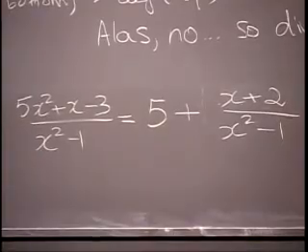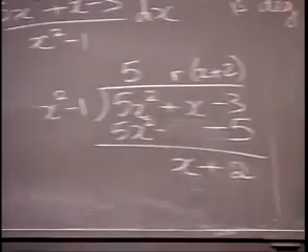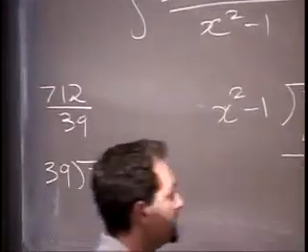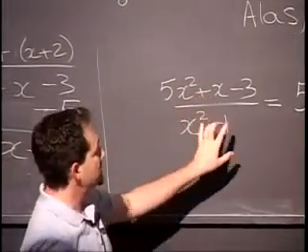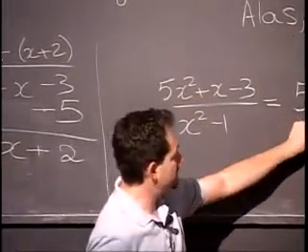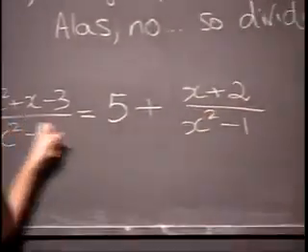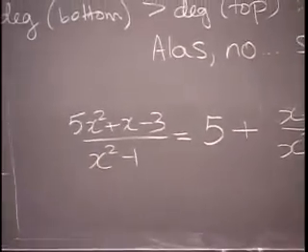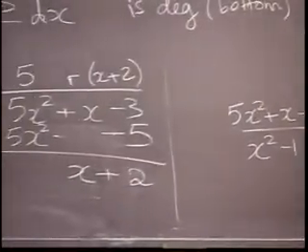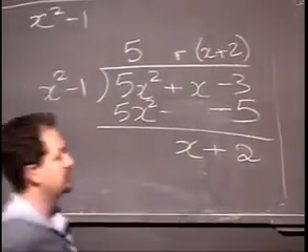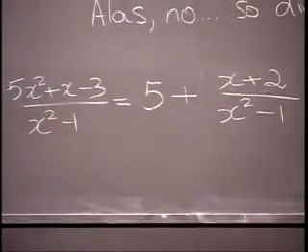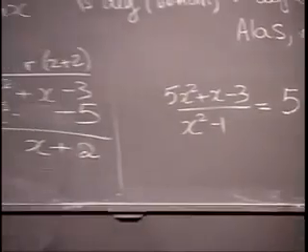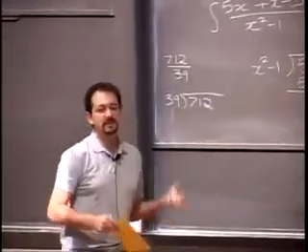Okay, it seems a little bit weird, but it's actually no different from this sort of behavior here. Actually, if you multiply through by x squared minus 1, you can check this. You'll get 5x squared minus 5 plus x plus 2, which is exactly 5x squared plus x minus 3. You'll have the plus 2 and the minus 5, and you still have the x, and then you get the 5x squared. So you can always check these things after you've done it to make sure that you did it right.